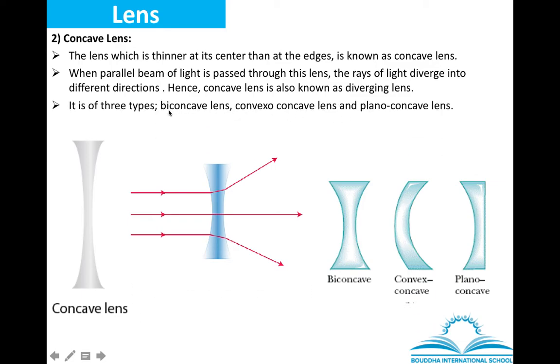Like convex lens, it is also of three types: biconcave lens, because both surfaces are concave, and the second lens is convexo concave lens, because one surface is bulging out and the other surface is concave shape. That's why it is called convex concave lens. And the third lens has one surface plane and the other surface concave. So that's why it is called plano concave lens.